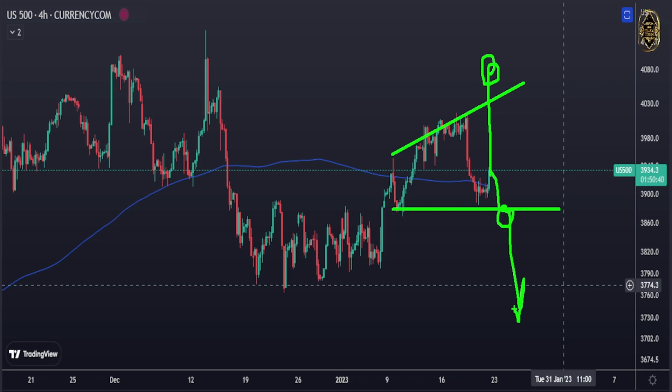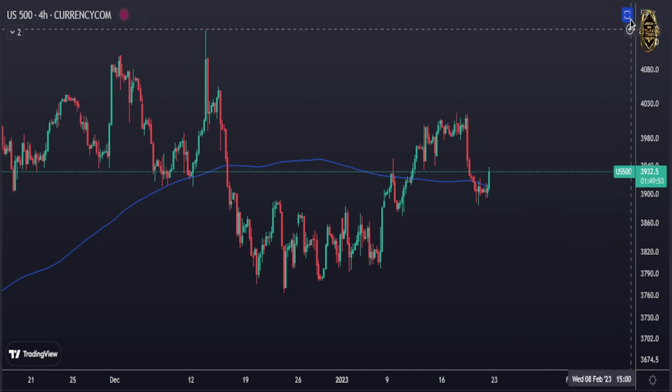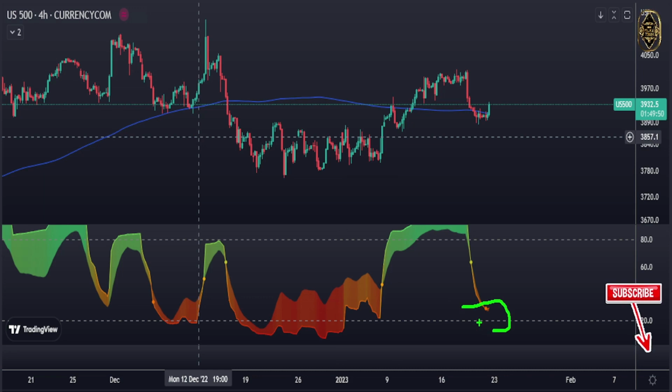In trading, you need to wait for the right time to enter. We also come to you every day and analyze it for you. Our indicator is near the oversold area. Should we buy? Not yet. We don't have any price action indicating that we need to buy.